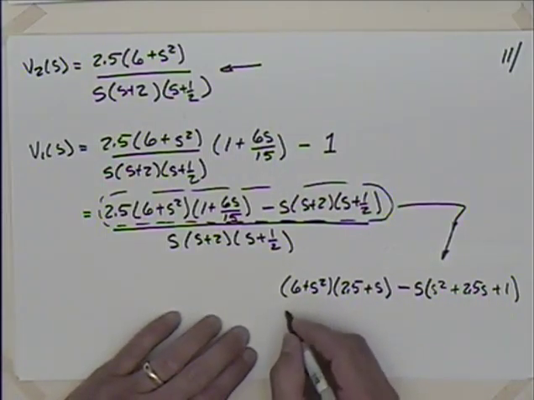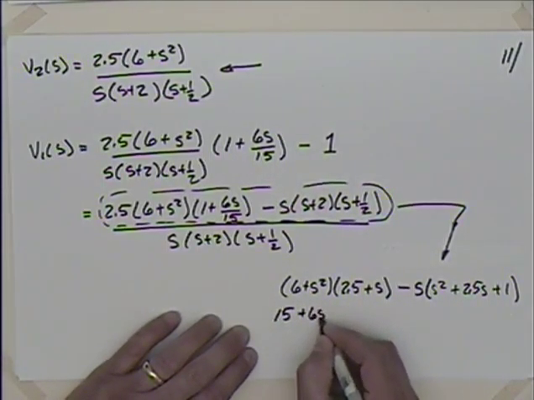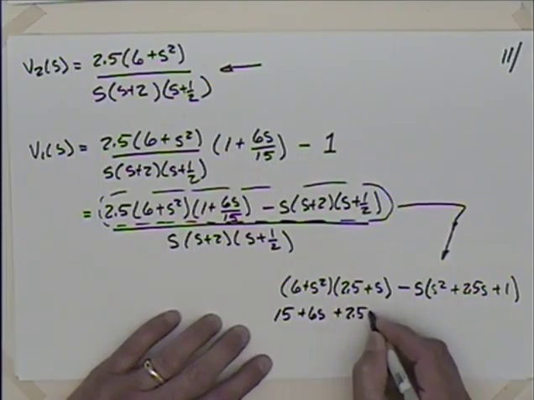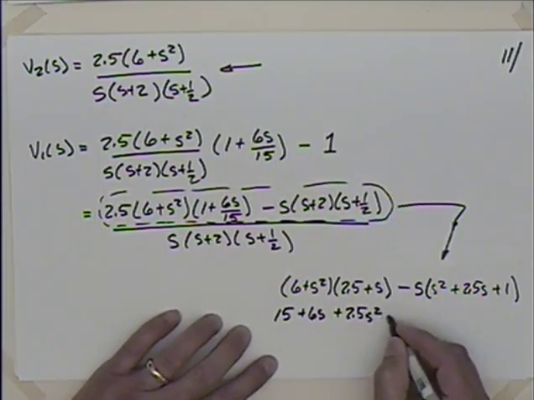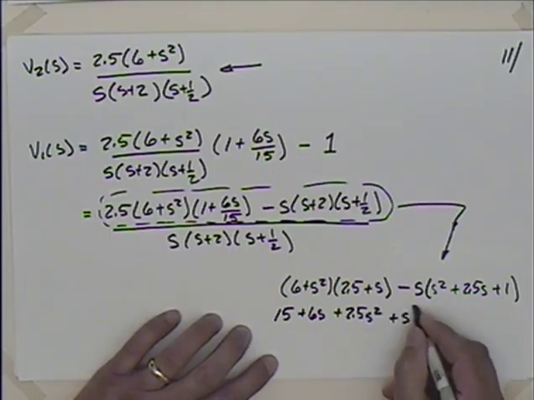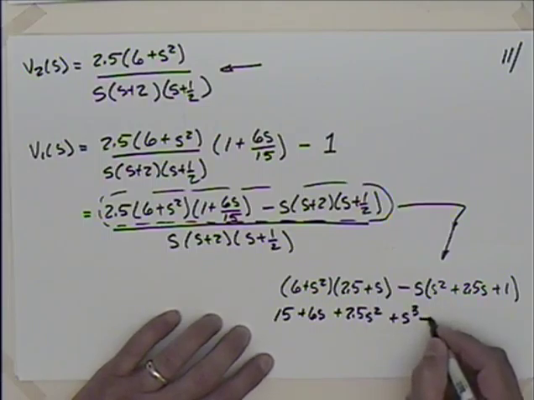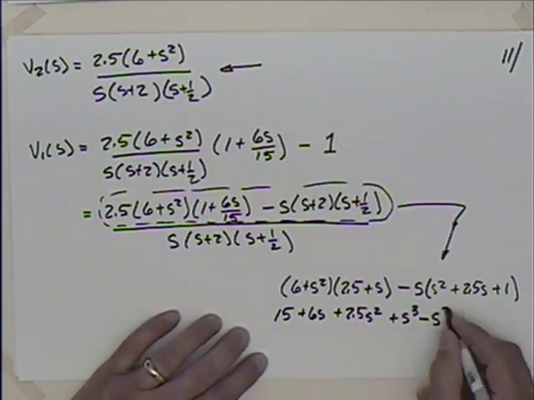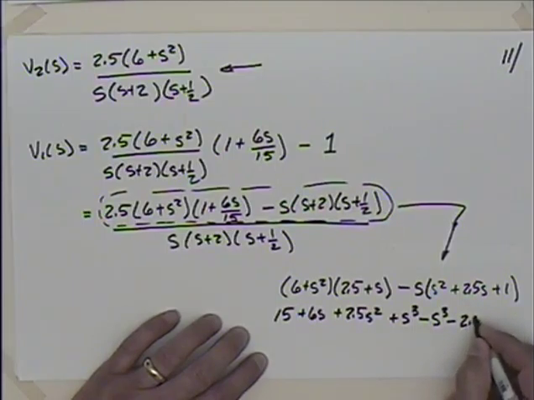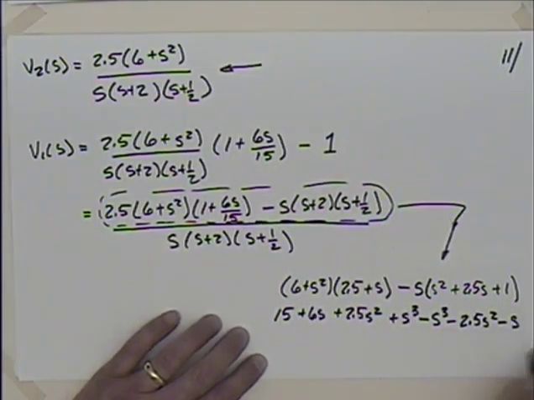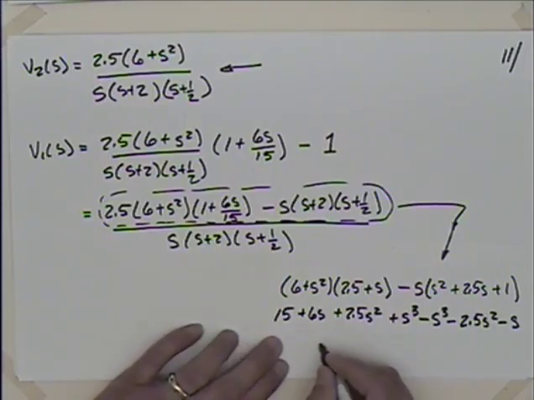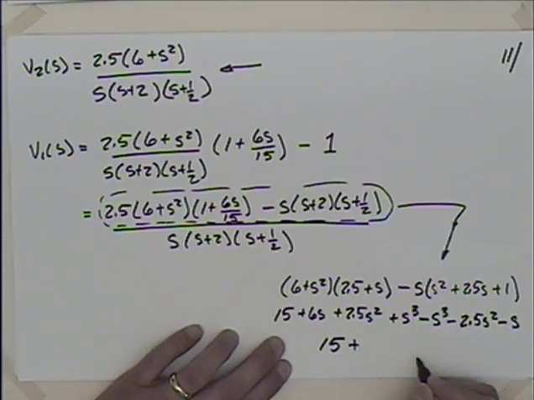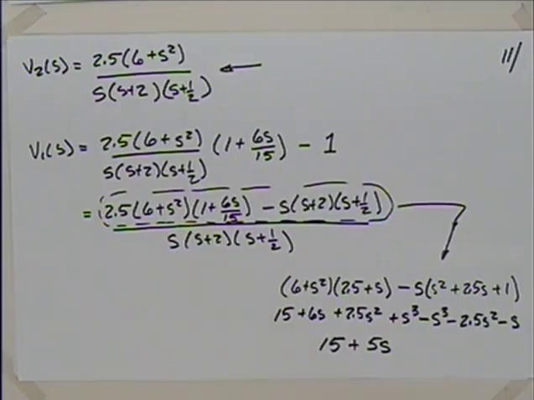And this turns out to be 15 plus 6S plus 2.5 S squared plus S cubed, and what, minus S cubed minus 2.5 S squared minus S, which turns out to be 15 plus, those cancel, we'll have 6S minus S, 5S. 15 plus 5S.